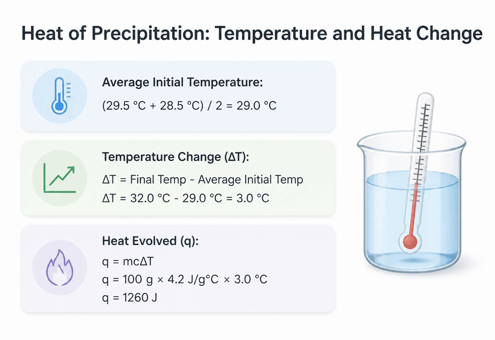Because the two starting solutions were at different temperatures, we must first find their average initial temperature. Averaging 29.5 and 28.5 gives us exactly 29.0 degrees Celsius. The highest temperature reached was 32 degrees, meaning the temperature change is 3 degrees. Plugging this into our heat equation, 100 grams times 4.2 times 3 gives us 1,260 joules of heat evolved.